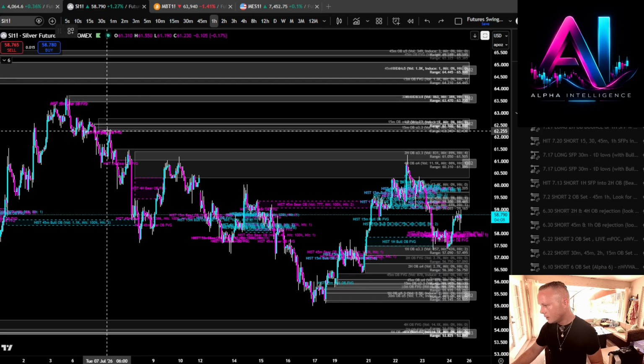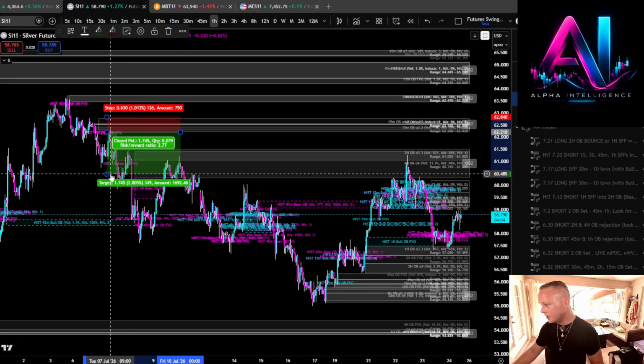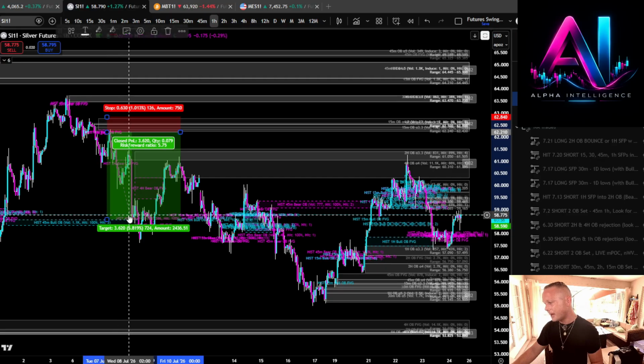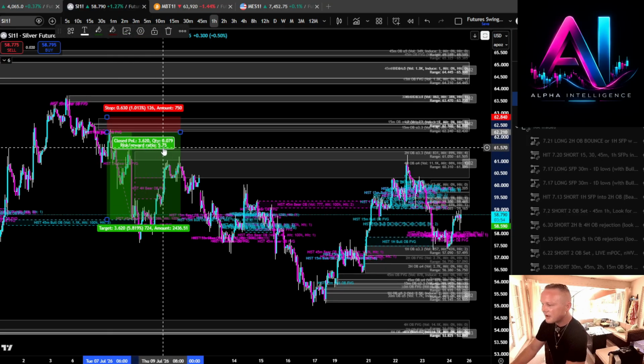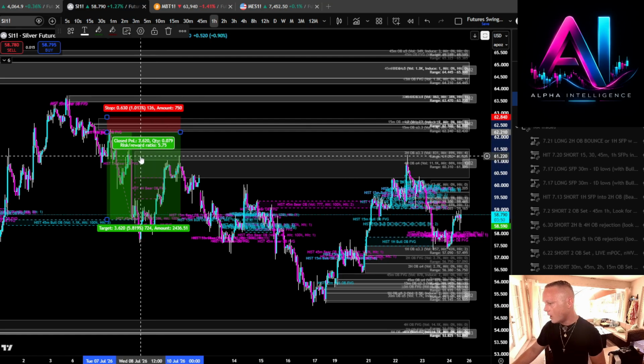Here's your short. Say you enter right at the beginning of the order block. You place your stop outside of the order block, and then you place your take profit at either the top or the bottom of the order block. If you want to be super safe about it, just place it at the top. You have a 5.75x risk to reward. Now, watch this.